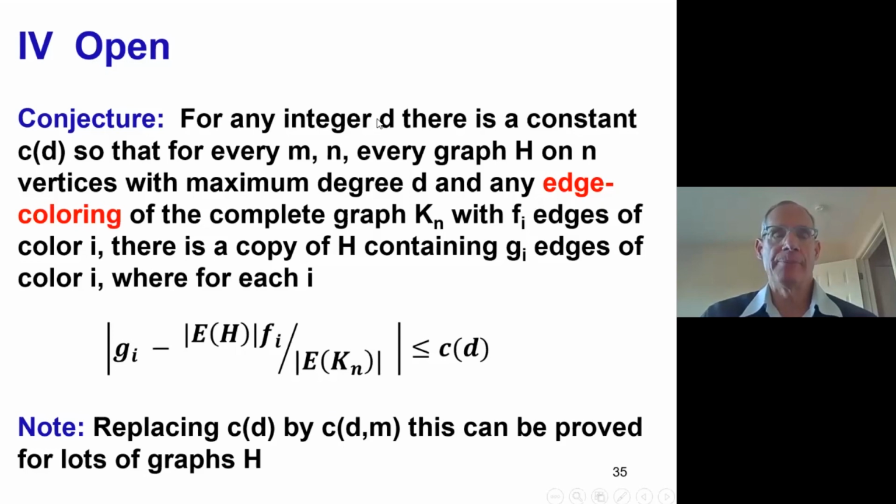Suppose you have an integer d, then there should be a constant depending only on d, so that for every m and every n, and every graph H on n vertices with maximum degree d, this is what replaces now the Hamilton cycle, I want to get some copy of H, which is a graph with maximum degree d, possibly on all the vertices or on part of the vertices. And we have an edge coloring of the complete graph on n vertices by an arbitrary number m of colors, and it has f_i edges of color i. Then what we want is to find a copy of H which contains g_i edges of color i, and the fair value of g_i should have been f_i times the number of edges of H divided by the number of edges of the complete graph, right? So that would be the fair share of H. So ideally, g_i should be equal or very close to this.